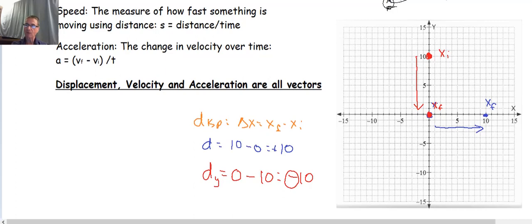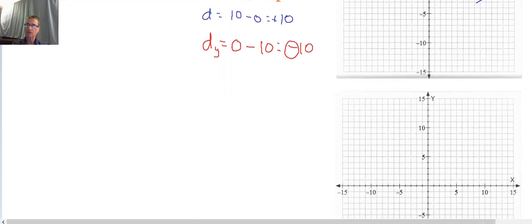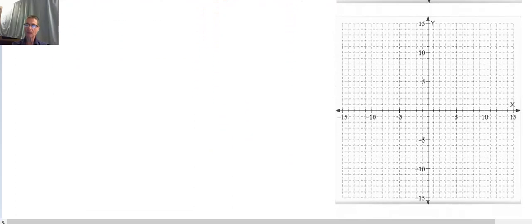Let's do one more problem here. It has to do with displacement. I'm going to go back to the x dimension here. Let's say I start out at 5. So this is my initial position, and I end up at minus 10. So this is going to be x final. So what's my displacement going to be?